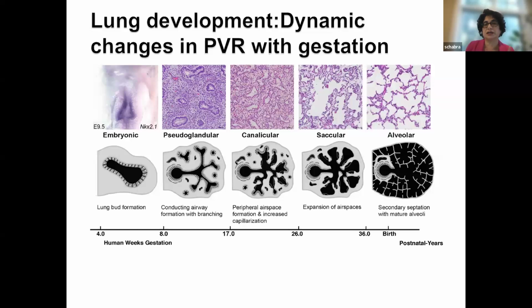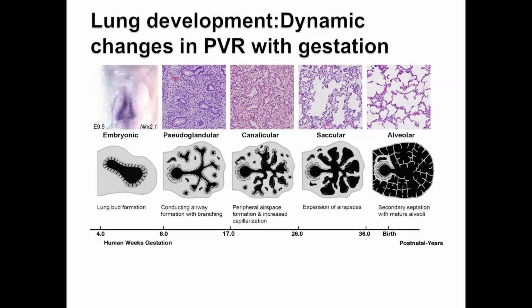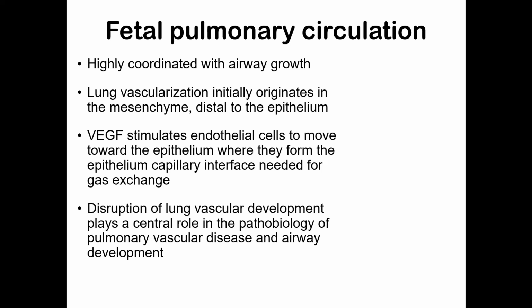So what I'm trying to say here is that it's not a fixed problem. There is dynamic change in PVR, even with advancing gestational age. This will be more pertinent in the next few slides. So fetal pulmonary circulation is highly coordinated with airway growth, as we just saw.